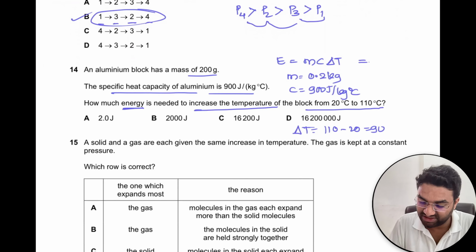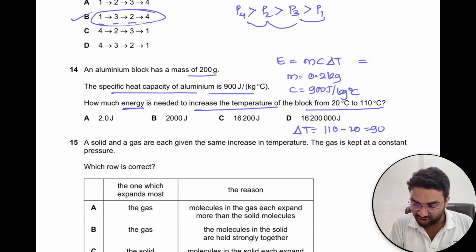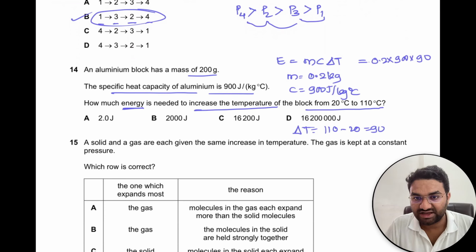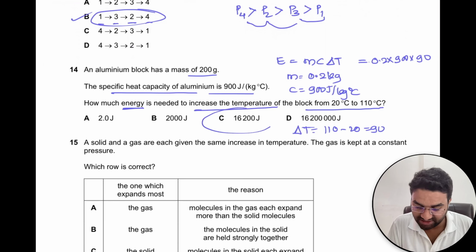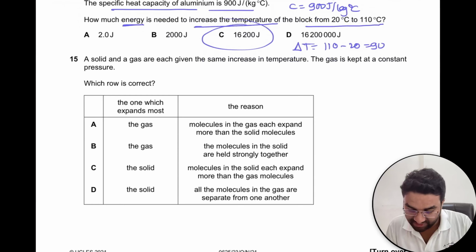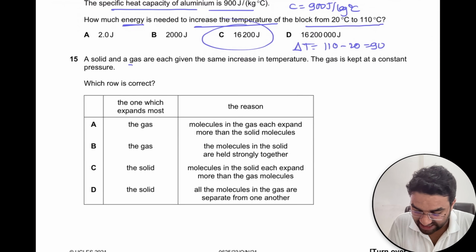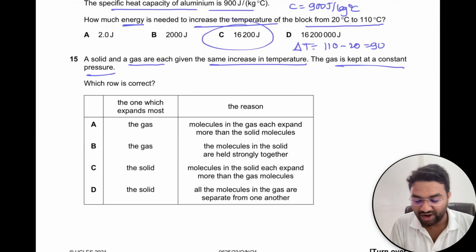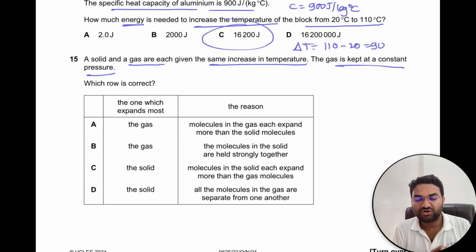Now if you substitute in the given formula, what we get is 0.2 times 900 times 90, isn't it? So the correct answer is 16,200 joule if you calculate in your calculator as well. Fine. So the answer is C. Then the solid and the gas are each given the same increase in temperature, and the gas is kept at a constant pressure. So which row is correct?